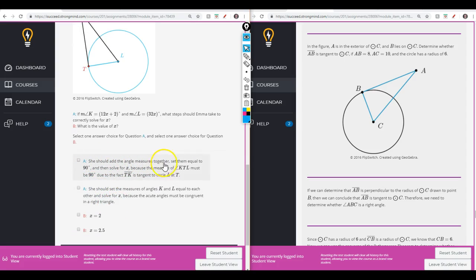She should add the angle measures together, set them equal to 90 degrees, and then solve for x because the measure of angle KTL must be 90 degrees due to the fact that TK is tangent to circle L at T. She should set the measures of angles K and L equal to each other and solve for x because the acute angles must be congruent in a right triangle. So is this one true or is this one true?